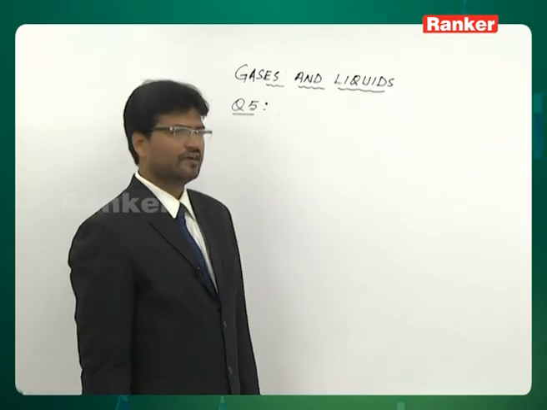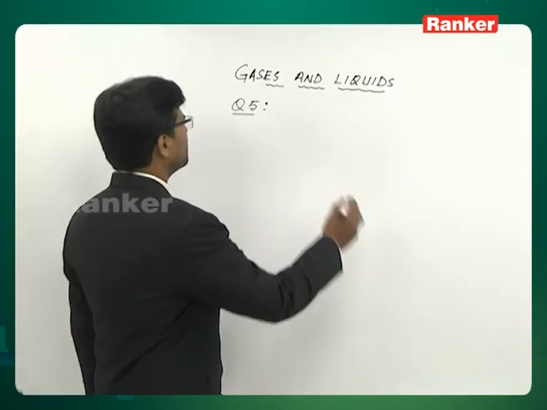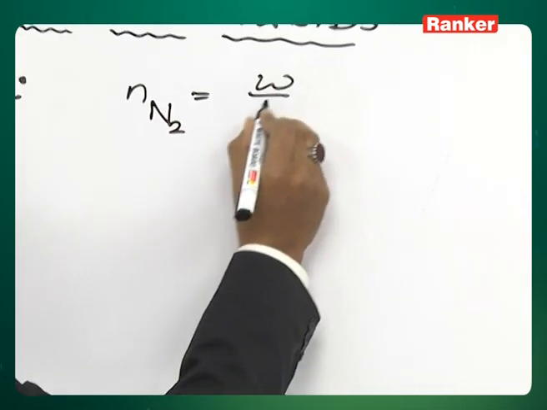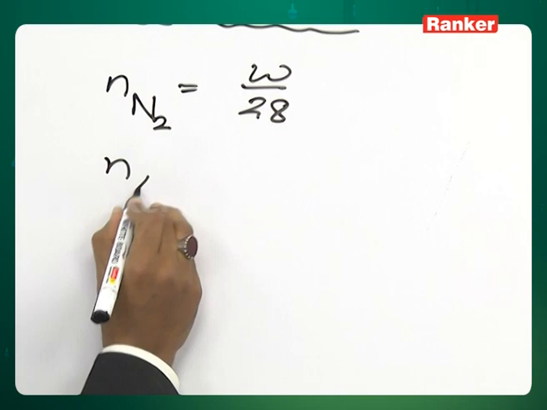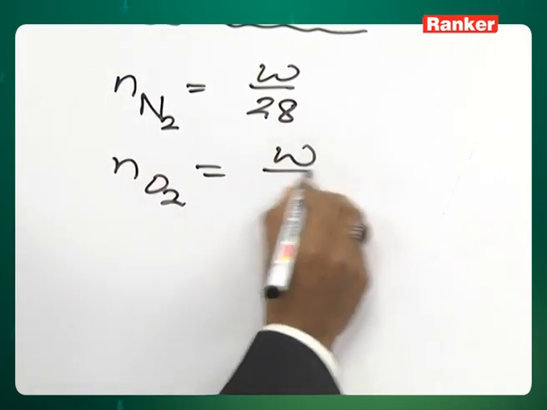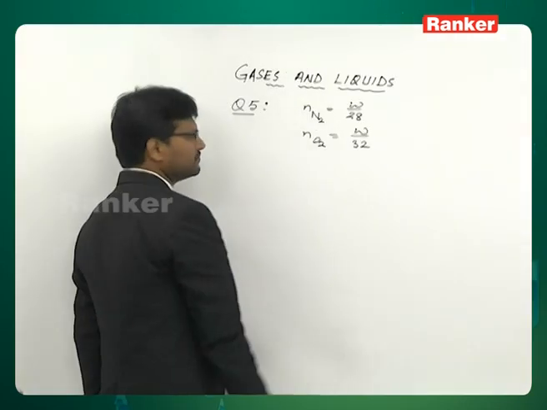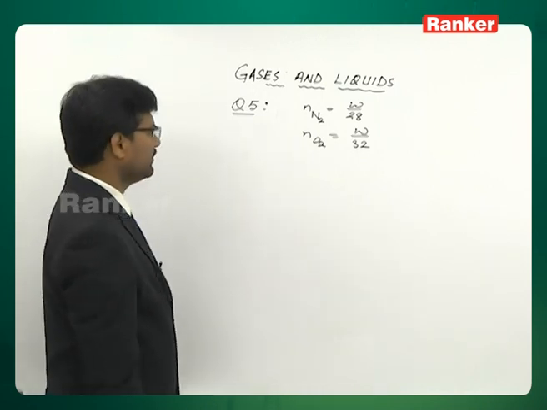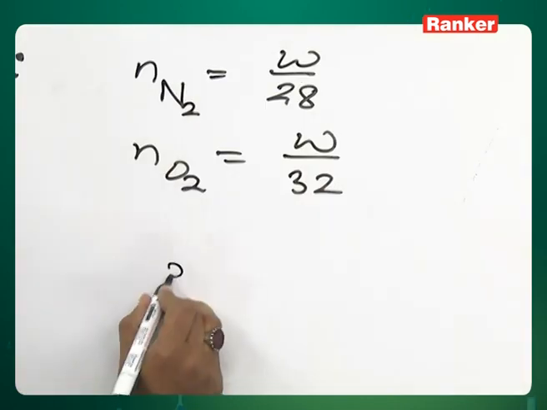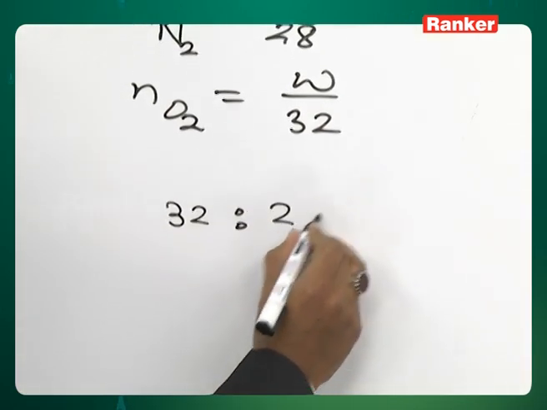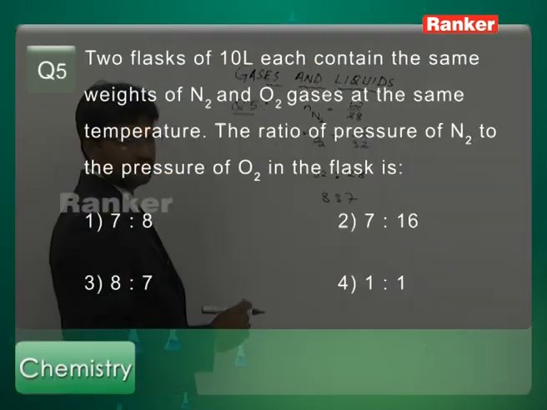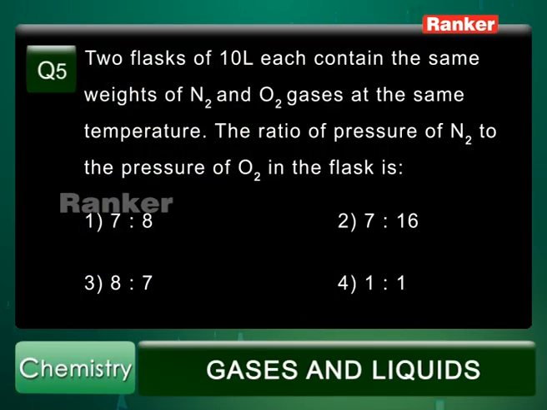You have same weights of N2 and O2. So number of moles of N2 equals W by 28, and number of moles of O2 will be W by 32. So you have more moles of nitrogen, and the ratio will be 32:28, which comes to 8:7. So the correct answer is third option, 8:7.